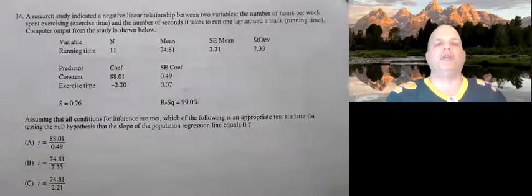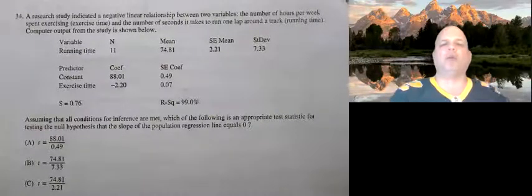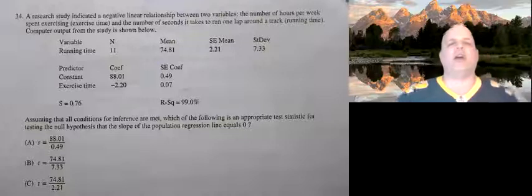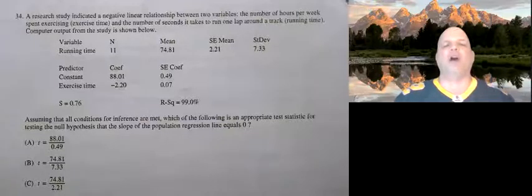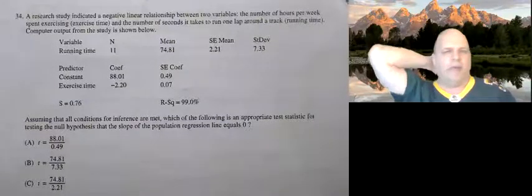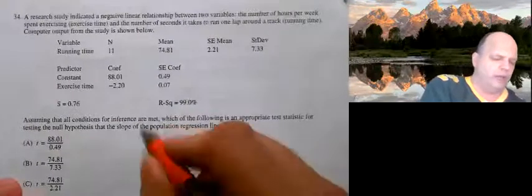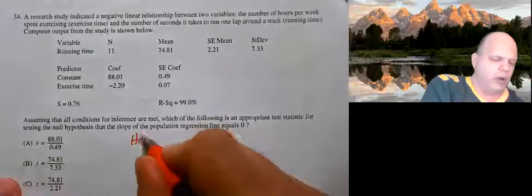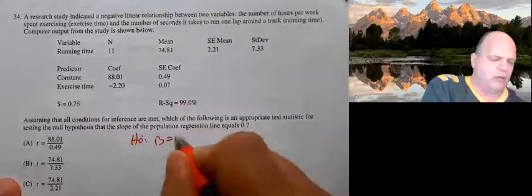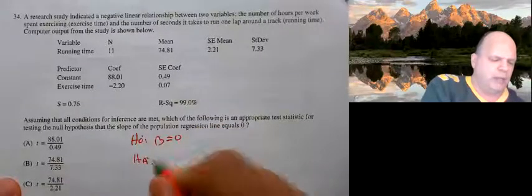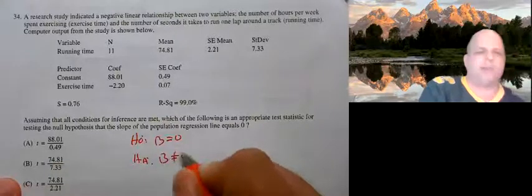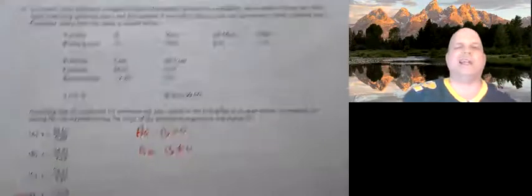Computer output from the study is shown below. Assuming all conditions for inference are met, which of the following is an appropriate test statistic for testing the null hypothesis that the slope of the population regression line equals 0? All right, so they're telling us H0, the null, beta equals 0. HA, beta does not equal 0, where beta is the slope of the regression line.